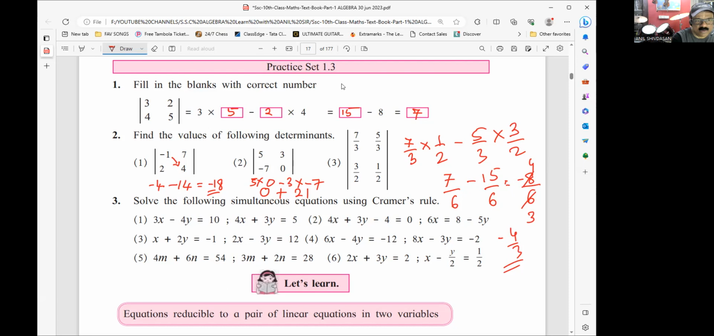Next question: solve the following simultaneous equations using Cramer's rule. So we will do 1 and 3 today, and you can solve the remaining as your homework. Okay, so I will take the first equation now, 3x minus 4y equal to 10.